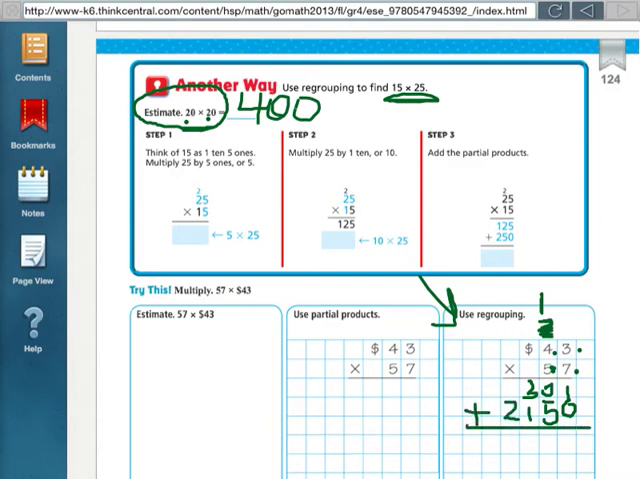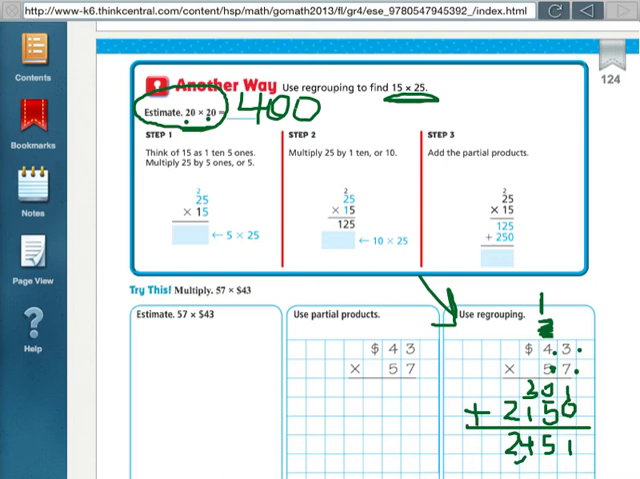And then I add those together. 1 plus 0 is 1. 5 plus 0 is 5. 3 plus 1 is 4. And then the 2 just drops down. So 2,451. All right, so I hope that helps you to understand a couple of the different ways that we have learned how to multiply two-digit by two-digit numbers.